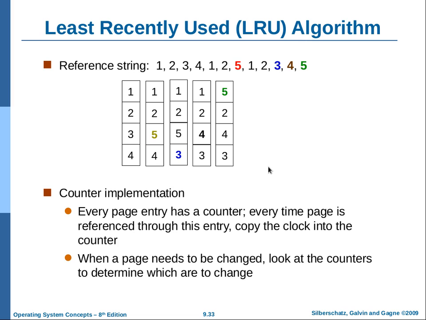All right. Can we implement this one? Yes, we can. Every page entry has a counter. We can implement optimal too. How? We get an oracle and a crystal ball. Do those exist? Crystal balls, yes.